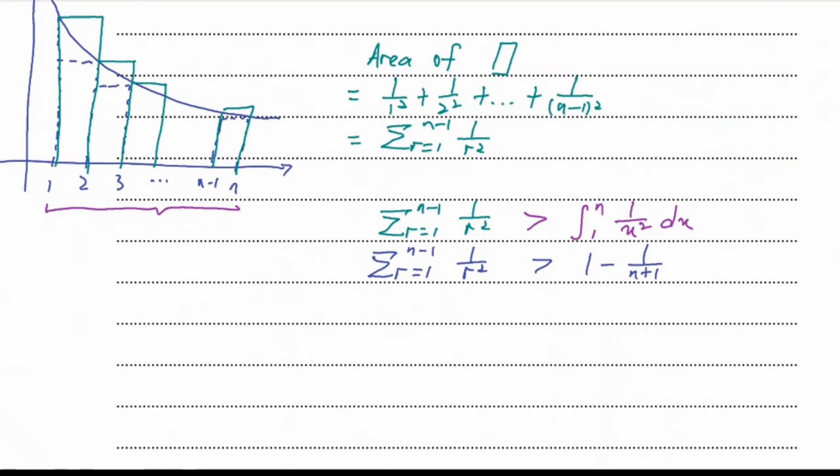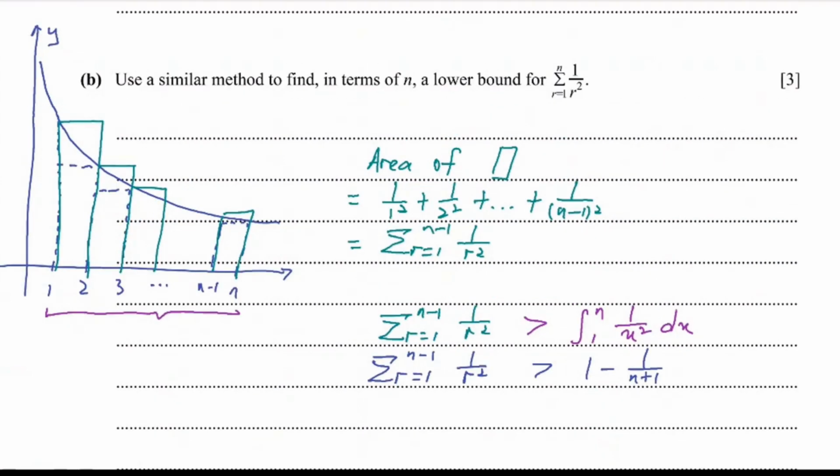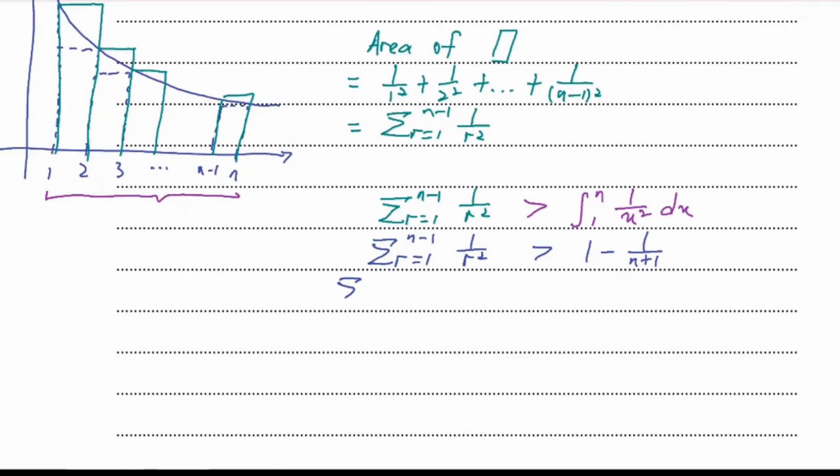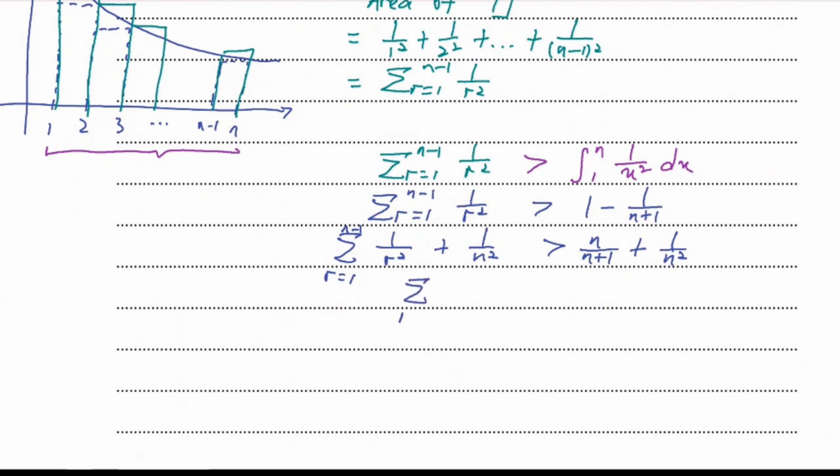So what to do to this? Because we are supposed to prove for the sum up to r equals n, not n minus 1. So we add the term 1 over n squared to both sides. Let's say we simplify this one, we get n over n plus 1, but we add the 1 over n squared term. Okay, so the left-hand side will already become the sum until n of 1 over r squared.